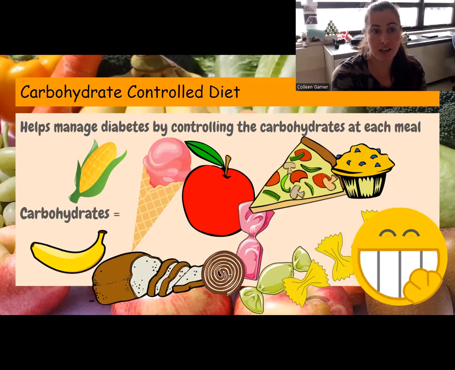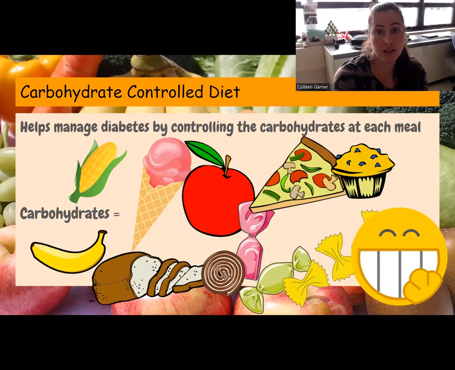And then carbohydrate controlled is going to help manage diabetes by controlling the carbohydrates at each meal. So again, I don't have enough time in this video. I need you guys to go look it up. What is diabetes? What does that mean when it is related to sugar or glucose in your body? So please add that down to the notes. If it doesn't fit in your notes, please write it in your notebook for me.